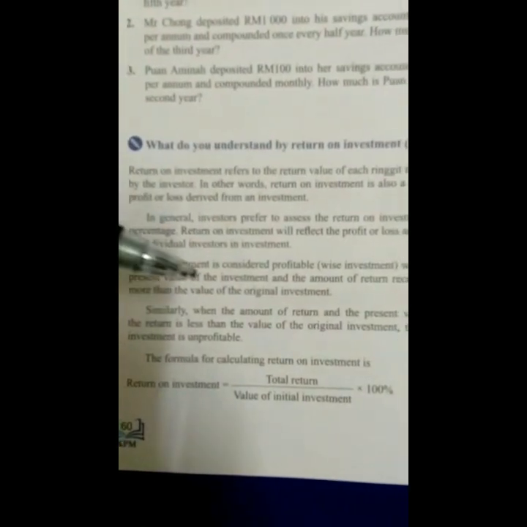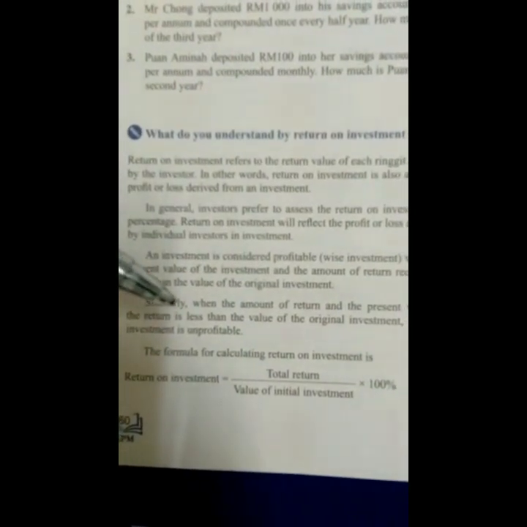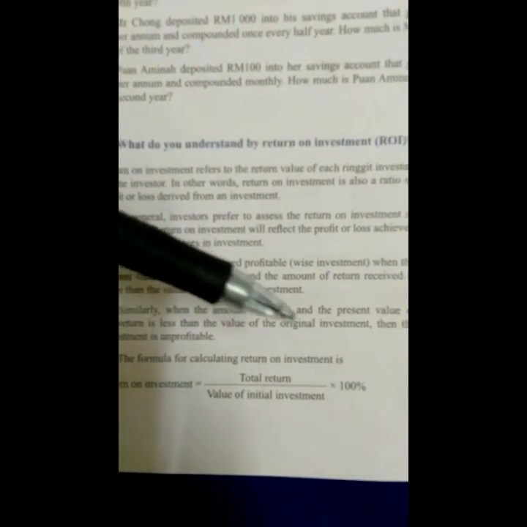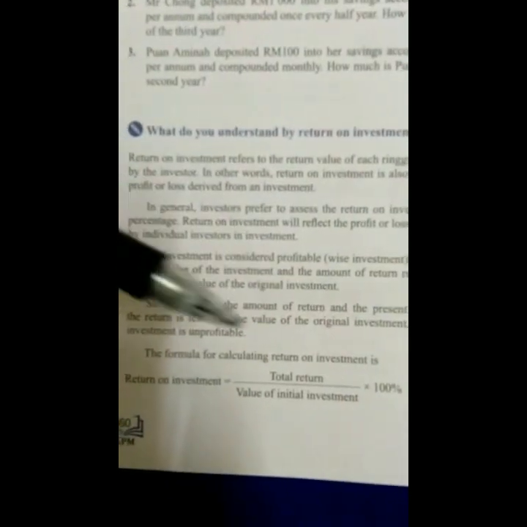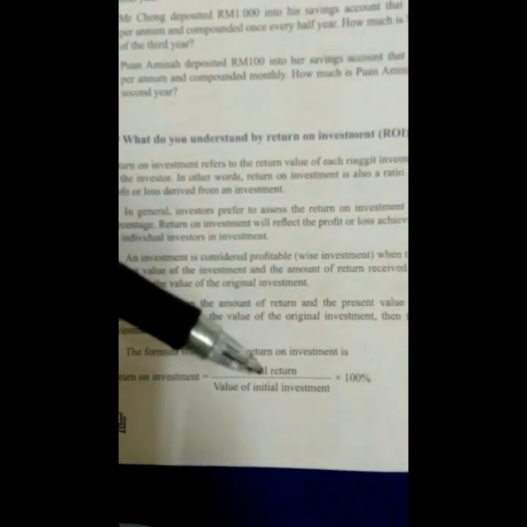An investment is considered a profitable, wise investment when the present value of the investment and the amount of the return received is more than the value of the original investment. Similarly, when the amount of the return and the present value of the return is less than the value of the original investment, then the investment is unprofitable. The formula for calculating return on investment is: ROI equals total return over value of initial investment, times 100%.